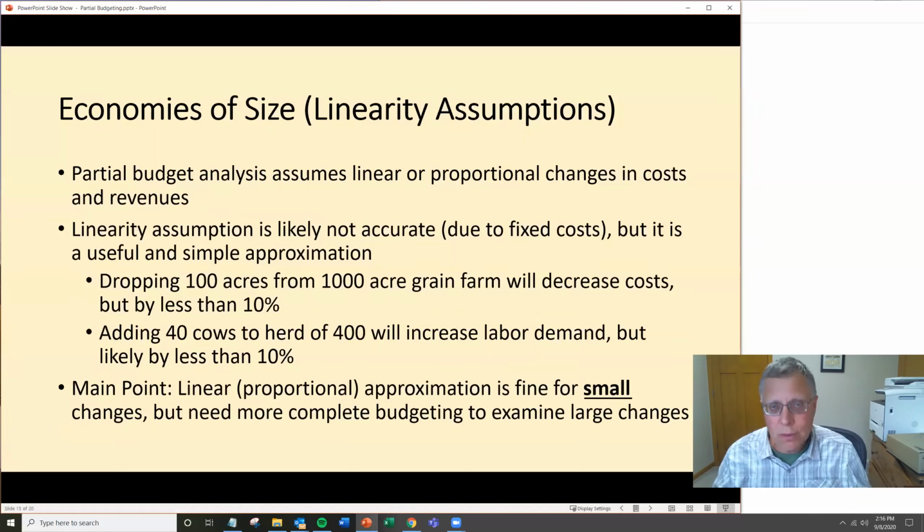But if you want to do it more formally, you might want to worry about these economies of size or linearity assumptions and their accuracy. The same with adding 40 cows to a herd of 400. Your labor demand will probably increase, but maybe you can get by with less than a 10% increase because people have already been doing it. They added a few more cows and it doesn't go up by 10% for them. So these linearity assumptions are fine for small changes, but once you start getting larger ones, you often need a more formal budgeting analysis.